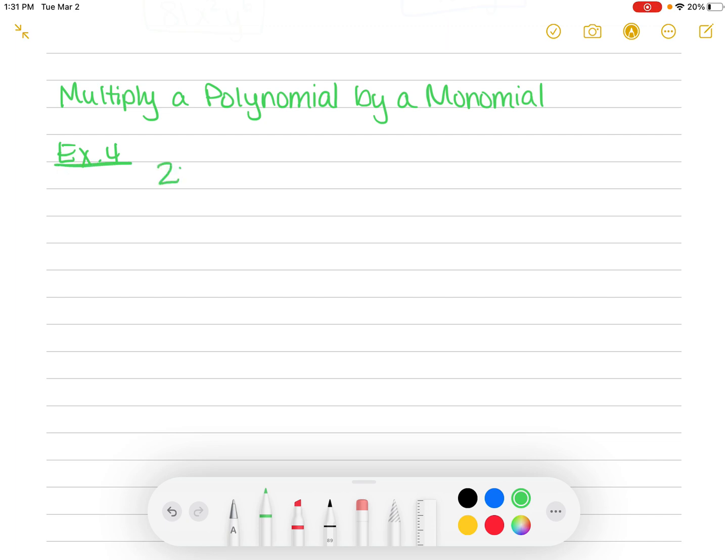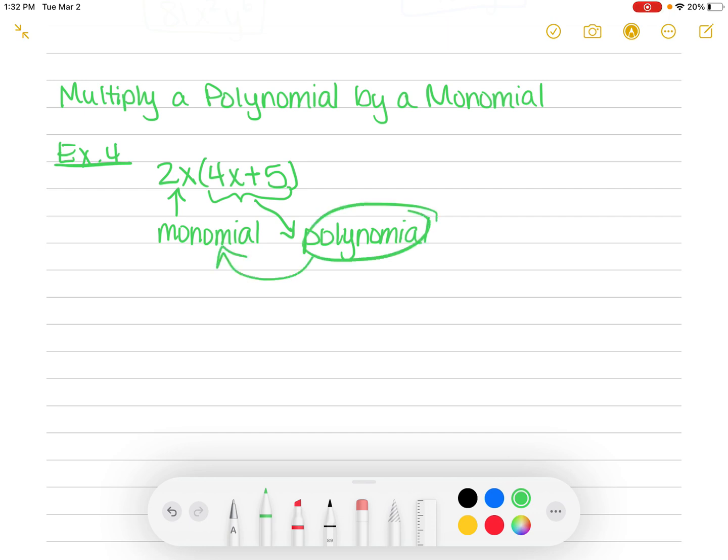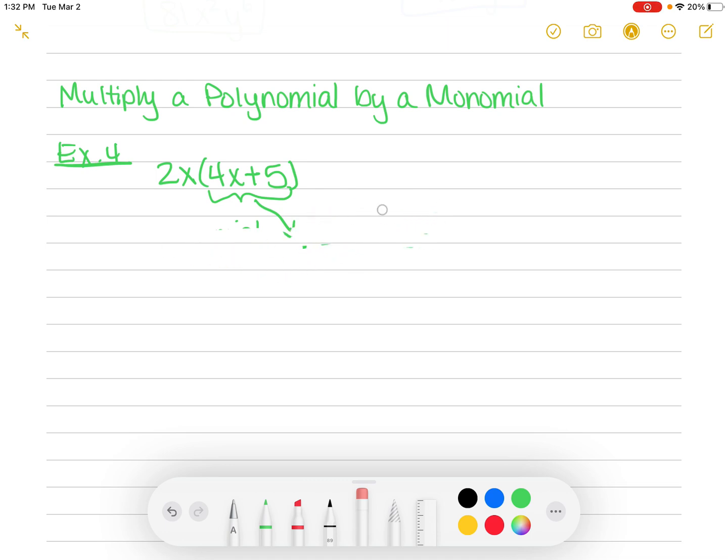Okay, so we're going to do 2x times 4x plus 5. So this is my monomial, right? And this whole thing here is my polynomial. So that's why this section is called the polynomial is being multiplied by the monomial. Okay, so let's talk about how to do this. So some of you are looking at this and say, wait, I already know how to do this because I know how to do distributive property. And that's what we're doing. We are doing distributive property.